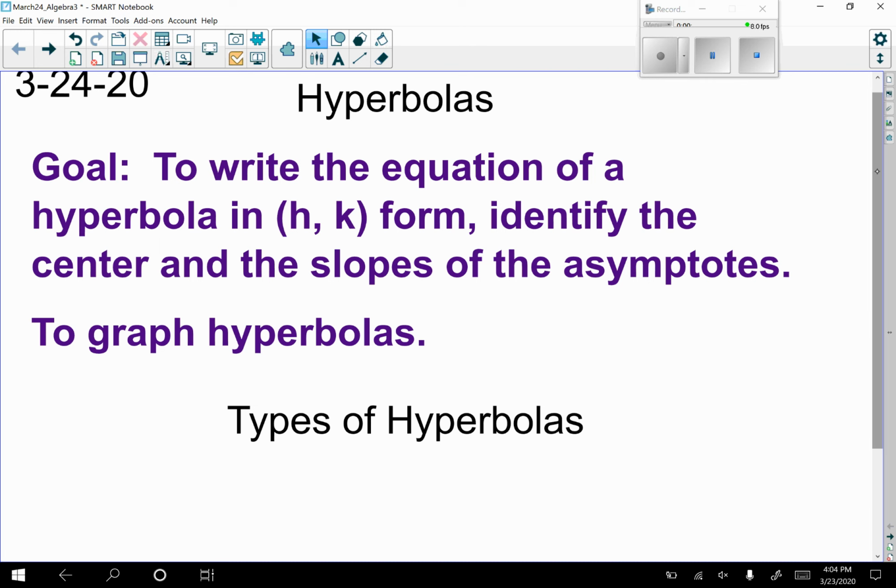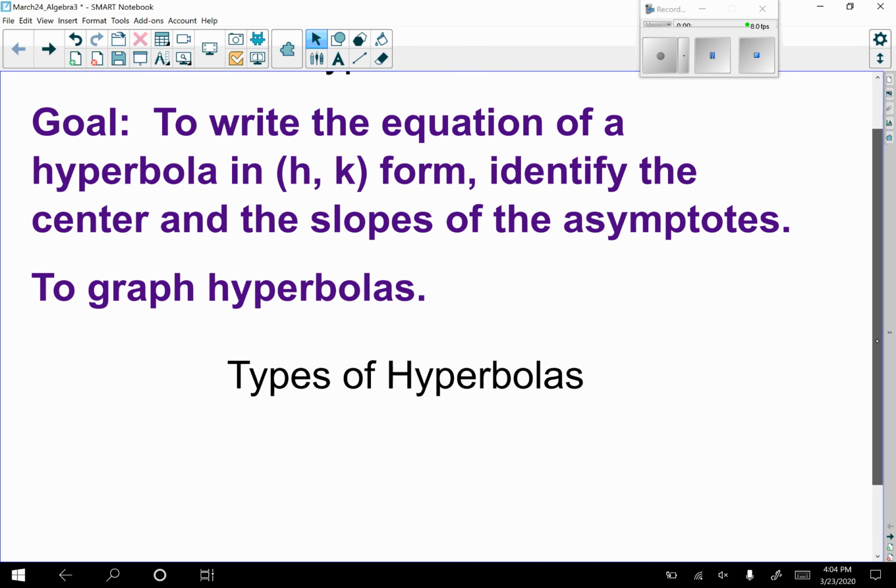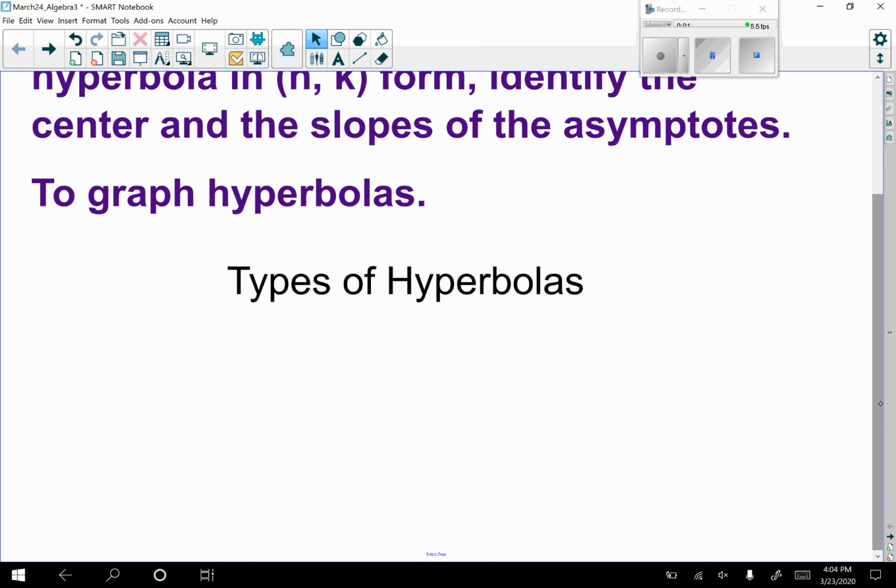And then what we're going to need here, make sure you guys have rulers when you go to draw these. It'll be the most accurate. We'll have the slopes of the asymptotes, and I'll explain what those are once we look at a couple of examples. But there's 2 directions for hyperbolas.